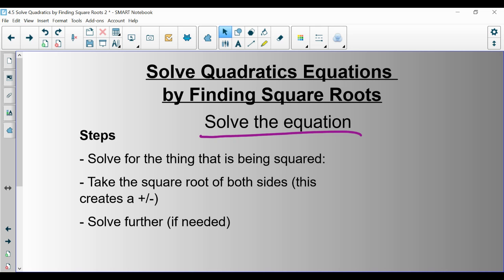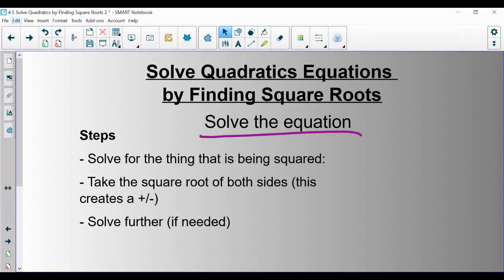Welcome to part 2 of the 4.5 lecture on solving quadratics by using square roots. Part 1 was all about just how to simplify square roots, and it was really long with a lot of examples. This is going to be a shorter lecture, and this is going to be specifically talking about how to solve using the square roots.